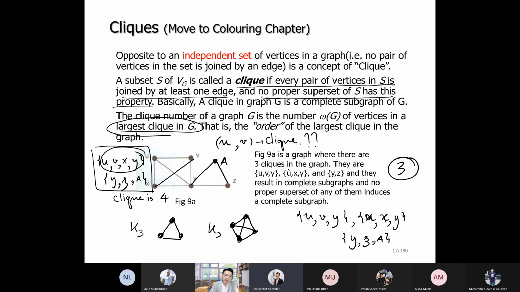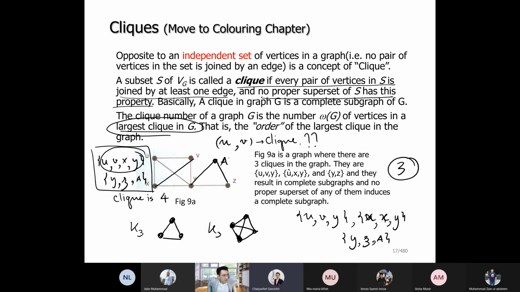Okay, but if I ask you how many cliques in this graph, you just take the different complete subgraphs out. So we have one 4-clique and one 3-clique. Any question? Okay.